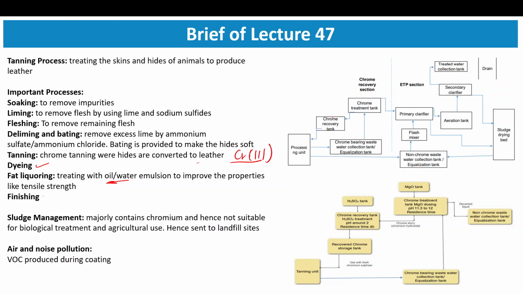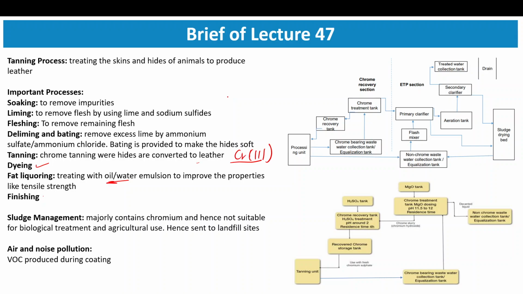Now if we talk about water pollution, then all these steps in this industry are highly dependent on the consumption of water. Further, if you see, soaking, liming, fleshing, deliming, the tanning process, dyeing, fat liquoring, all these processes are heavily water dependent, and each of these processes generates wastewater, right?